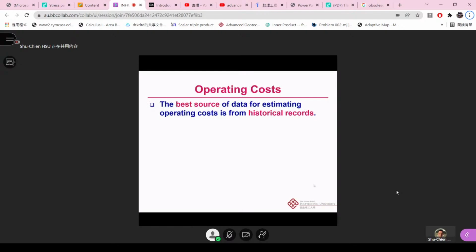Okay, so then further now we will talk about operating costs. So the best source of the data for estimating operating costs is also from the historical records. Okay, so for example, if you're a company, of course, if your company has been running for like 20 or 30 years, so they should have the record that okay, for the crawler tractor, how long they can be used, and then what is the fuel price, and then what will be the condition, what should be replaced.